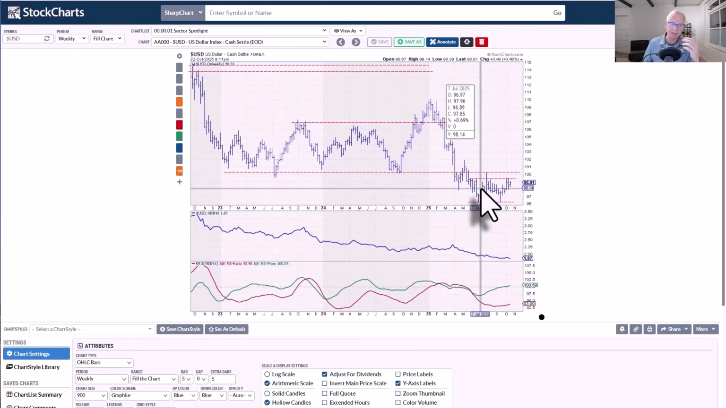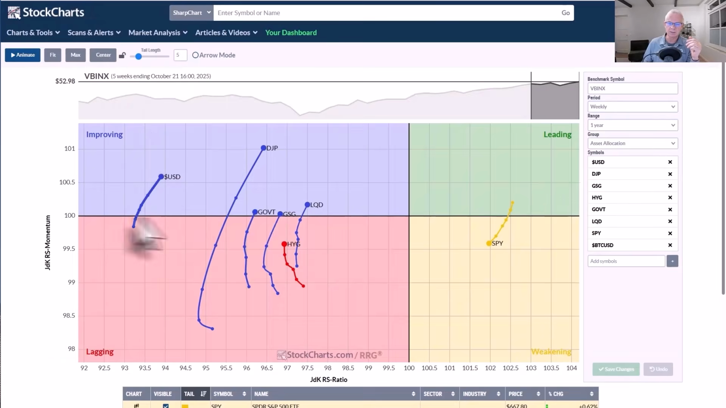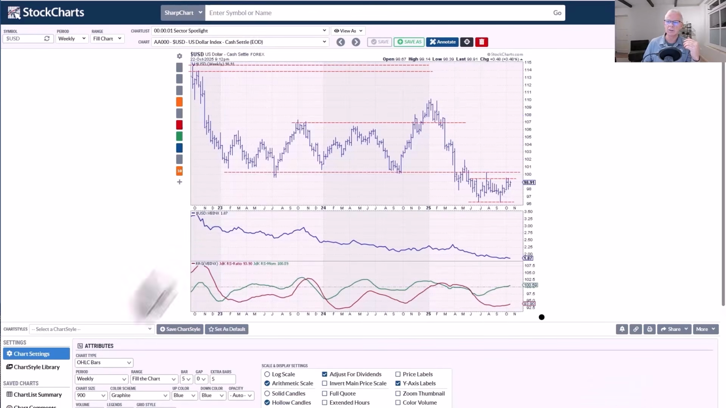So for the time being, I'm still keeping the US dollar as an underperformer. It's way to the left-hand side on that graph. It's right here. And as you know, with this type of low reading, the odds for the US dollar to rotate from lagging to improving and then back to lagging are actually pretty high. So the US dollar, unfortunately, remains at an underperformance rating.